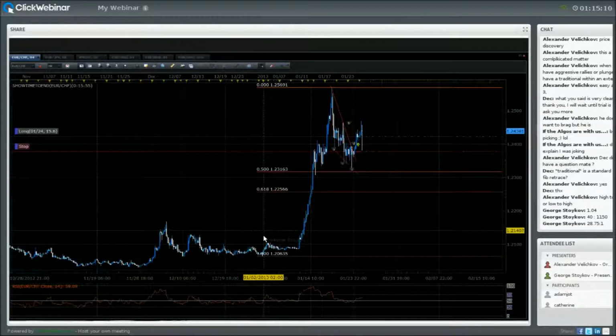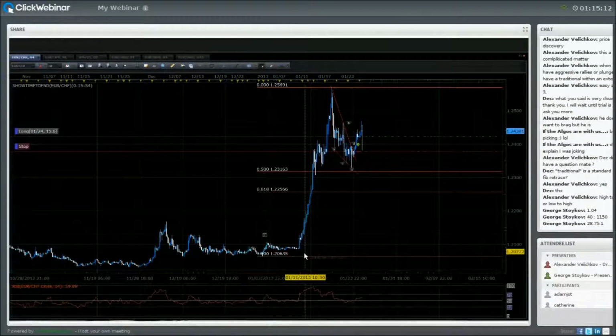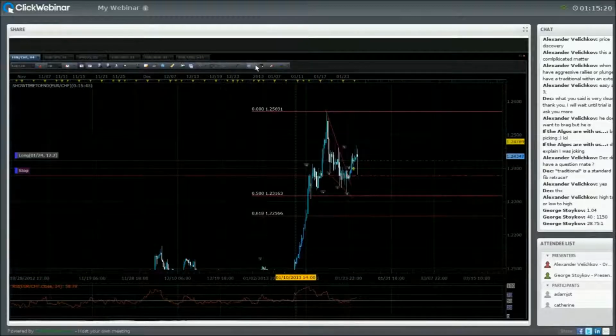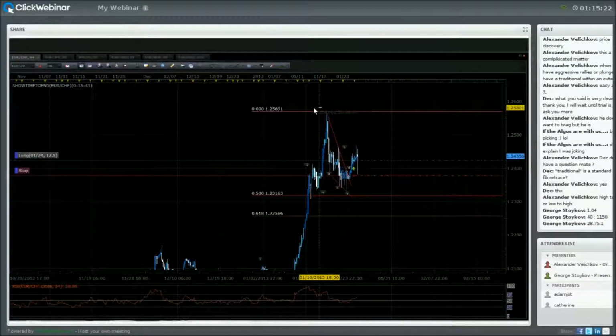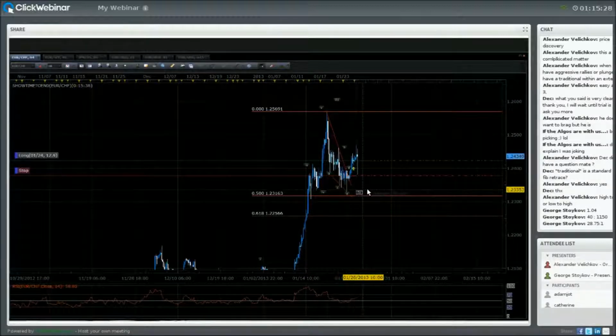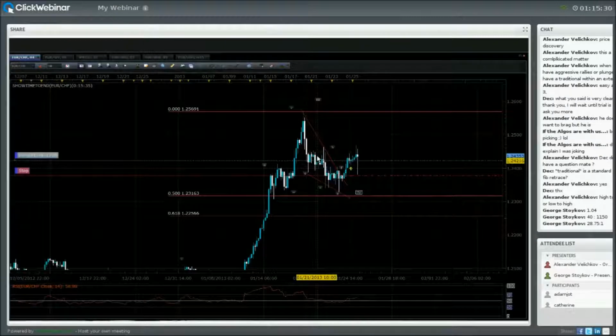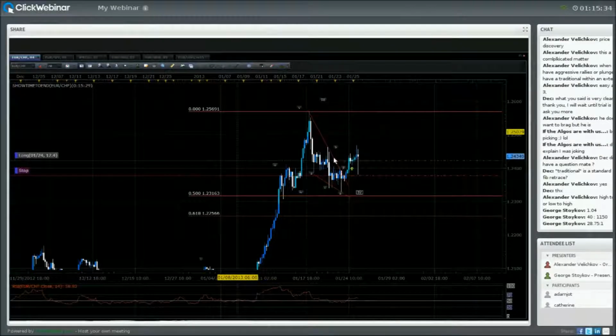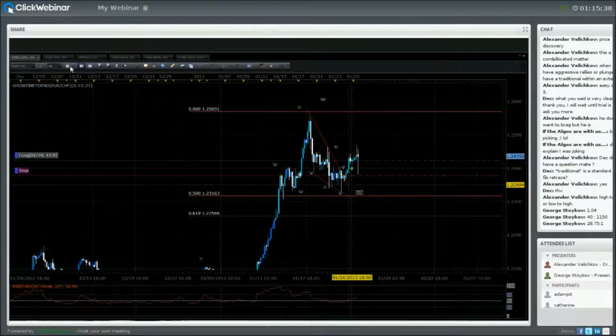Why do I think this is wave 3? 1, 2, 3, 4, 5, and the whole thing should be wave 3, and this should be wave 4. And because we know wave 4s have the tendency to be complex, this triangular correction could very well be the completion of wave 4. We need further information, of course, to validate this.